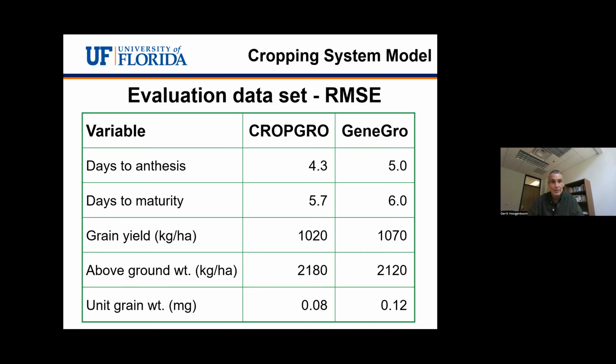For grain yield, again, the root mean square error was only slightly higher for the gene grow model, although we didn't have any particular genes to deal with yield. Above ground biomass was slightly better. And then unit grain weight was, again, relatively high. But overall, especially for phenology, the gene-based model did a fairly good job.